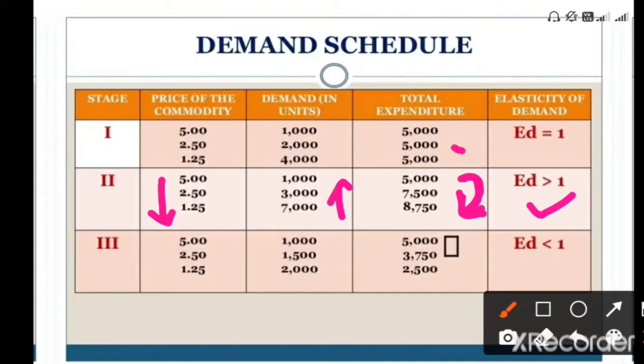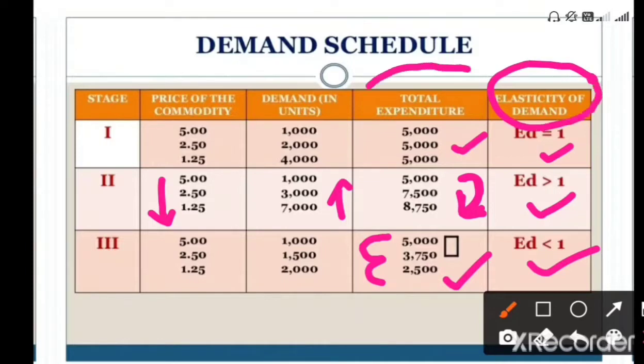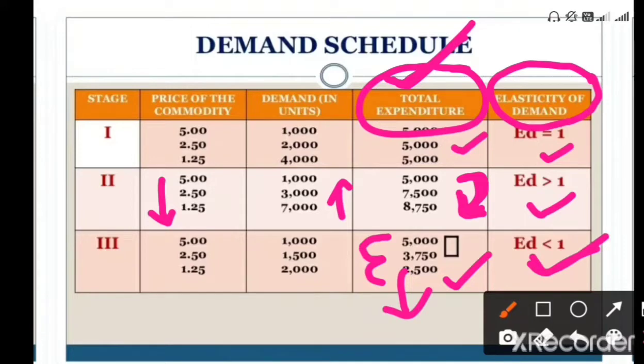When your total expenditure becomes constant, your elasticity of demand will be equal to 1. When your total expenditure decreases, see here it's becoming 5000 to 3750, 3750 to 2500, your elasticity will be less than 1. Students, this total expenditure method tells about the elasticity of demand based on the total expenditure. Everything will be based on this. If it is constant, it means constant; if it is increasing, it means elastic; and if it is decreasing, it means inelastic. So that's all about your total expenditure method.